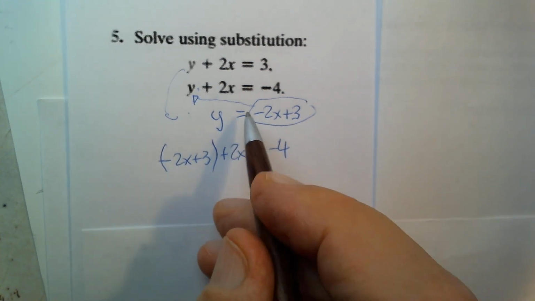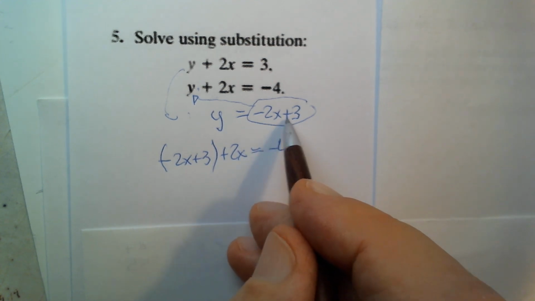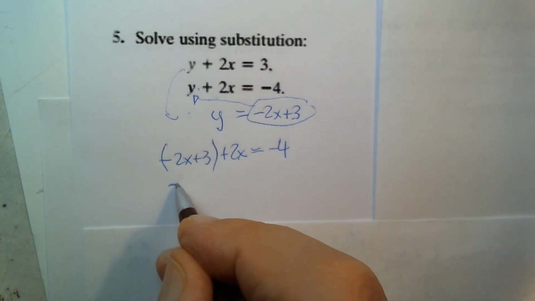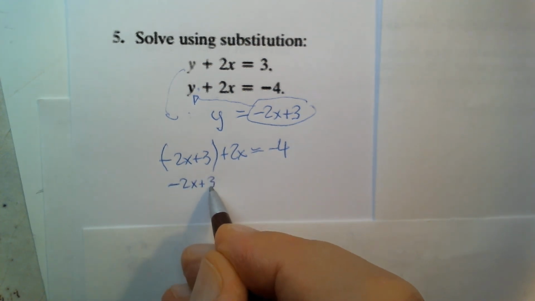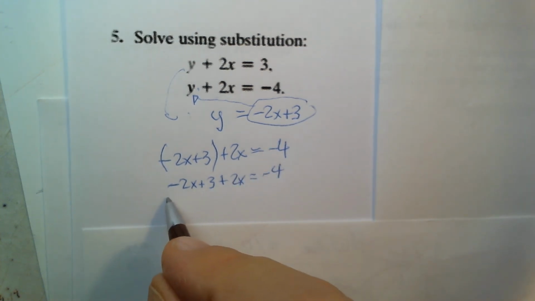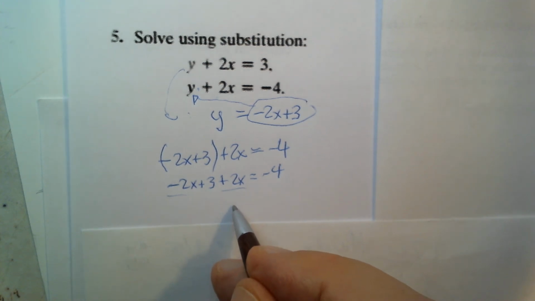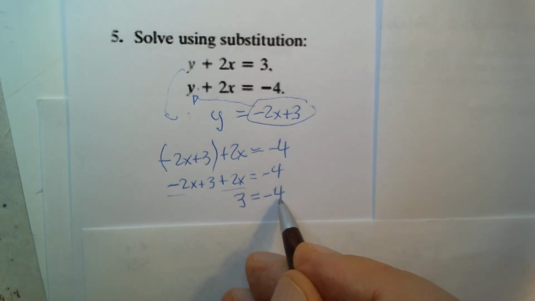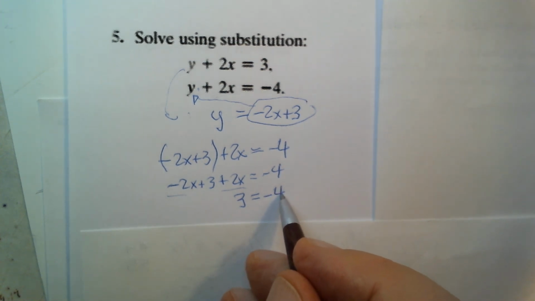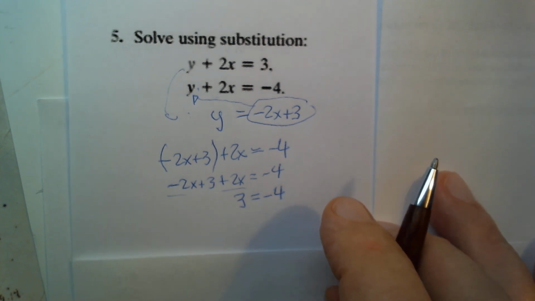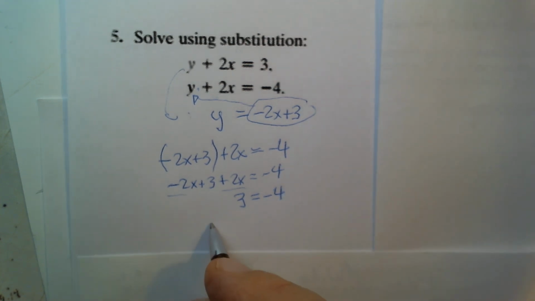So that's from the second equation, and we substitute minus 2x plus 3 for y. So we can drop the parentheses, and so we get minus 2x plus 3 plus 2x equals negative 4. Now, minus 2x plus 2x is 0, so we eventually have 3 equals negative 4, and that, of course, is a false statement. It's a false equation. And from the previous discussion we had a moment ago, that says there's no solution.